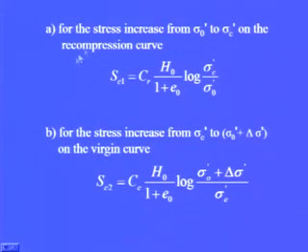Or otherwise, for the stress increase from sigma 0 dash to sigma c dash on the recompression curve, we find the recompression index, and using it we calculate settlement Sc1 for the part which is in the pre-consolidation range. And for the stress increase from sigma c dash to sigma 0 dash plus delta sigma dash on the virgin compression curve, we calculate Sc2 using the compression index: Cc H0 upon 1 plus e0 times log of sigma 0 dash plus delta sigma dash.